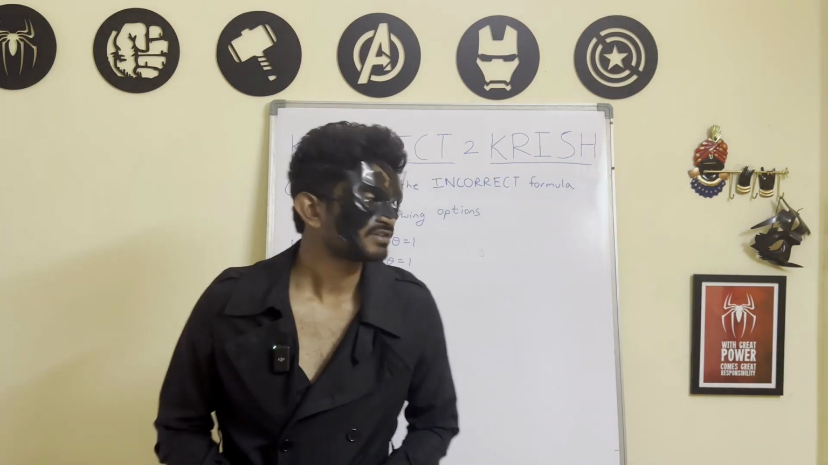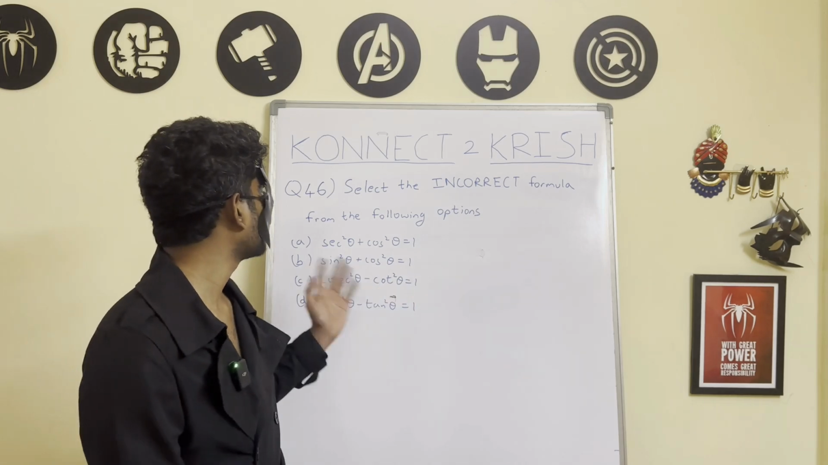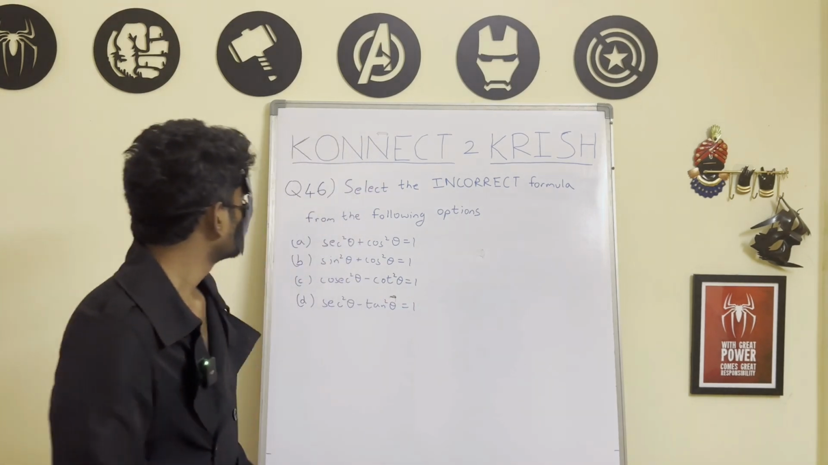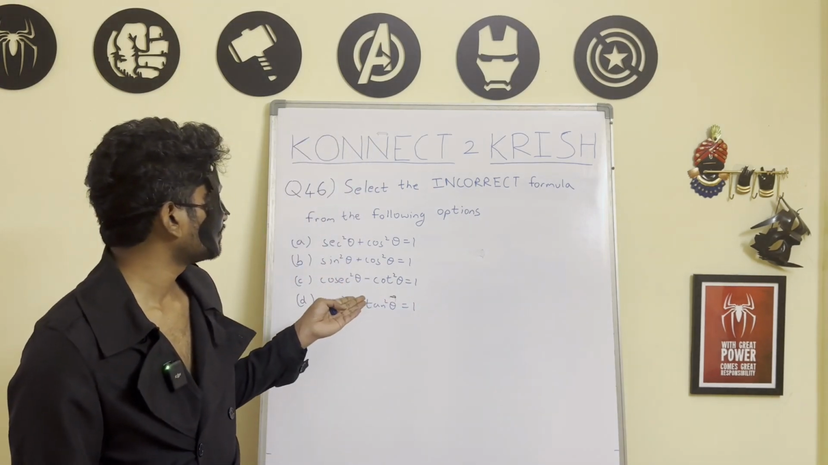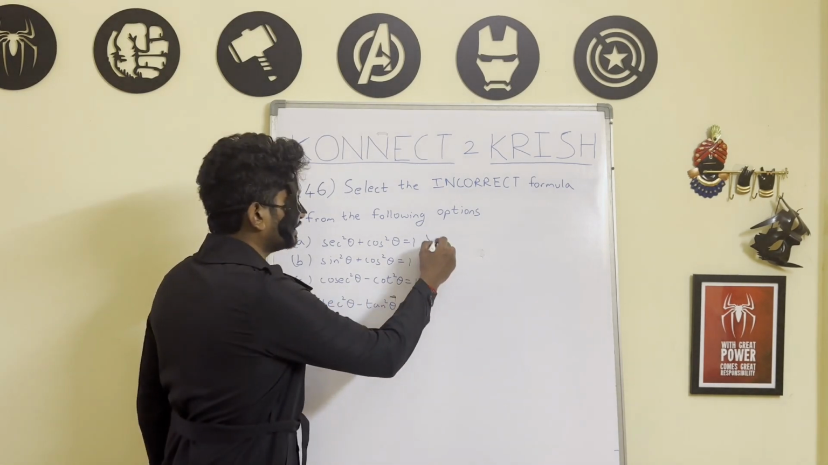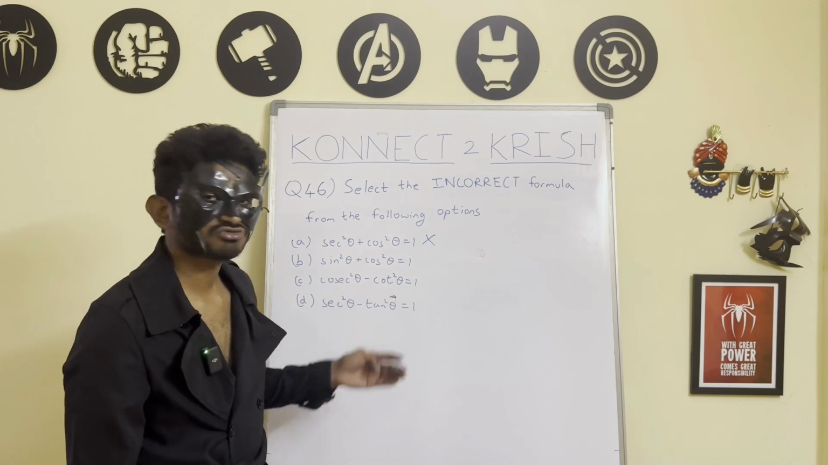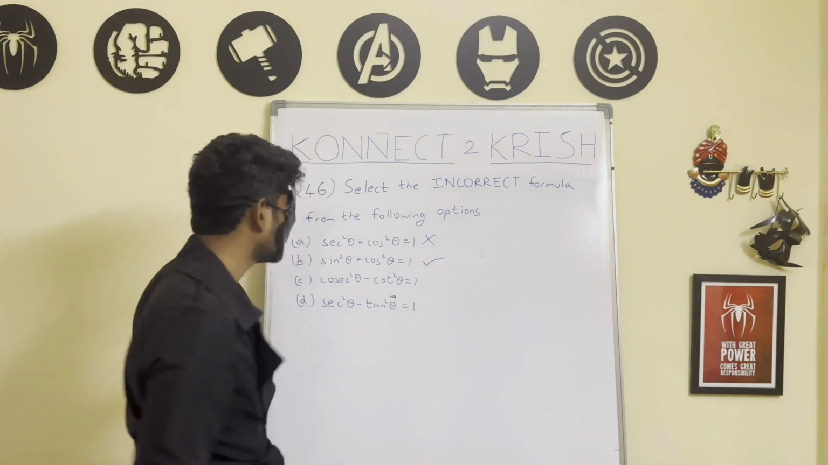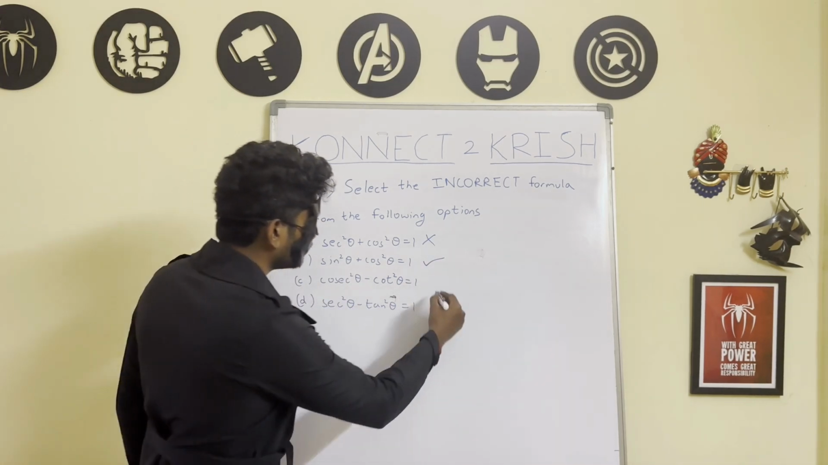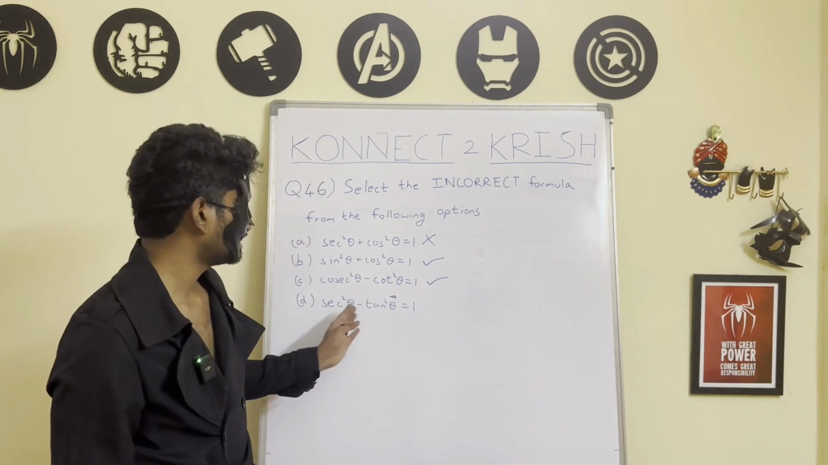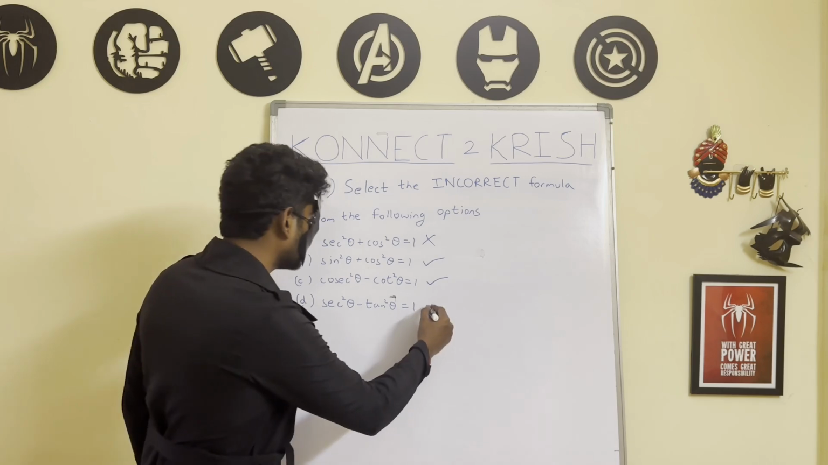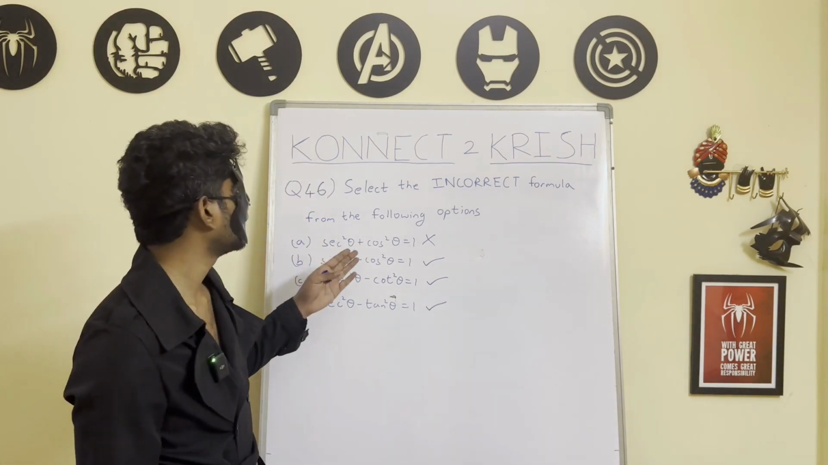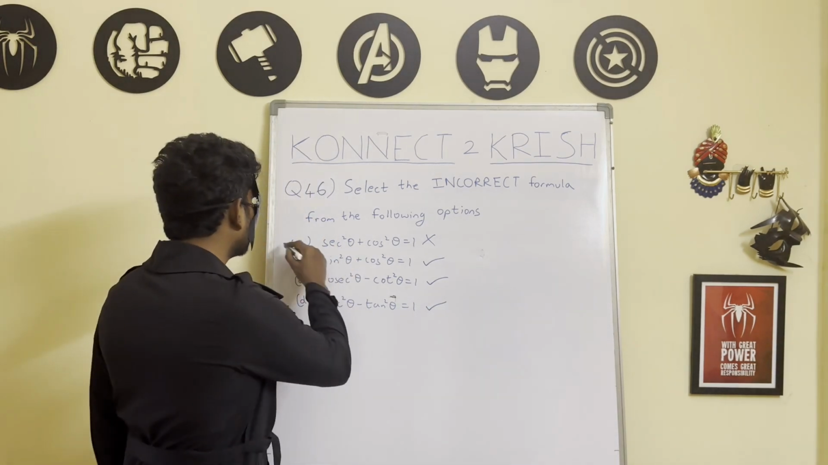So superhumans, the next question is, select the incorrect formula from the following options. Secant square theta plus cos square theta equal to 1. This formula you have never learnt. Sin square theta plus cos square theta equal to 1, yes, right. Cosecant square theta minus cot square theta equal to 1, yes, right. Secant square theta minus tan square theta equal to 1, yes, right. So the incorrect option here will be option A.